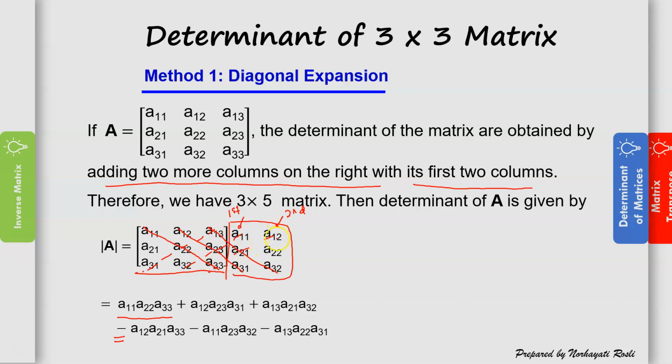Means that here, when we start from this diagonal, we have A12 times A21 times A33, but should be in negative form because it is opposite direction. And then minus A11, A23, A32, minus the last diagonal, which is A13, A22 and A31. This one is the formula to compute determinant of a 3 by 3 matrix by using diagonal expansion.